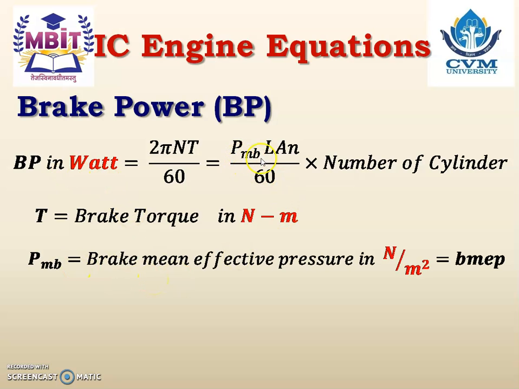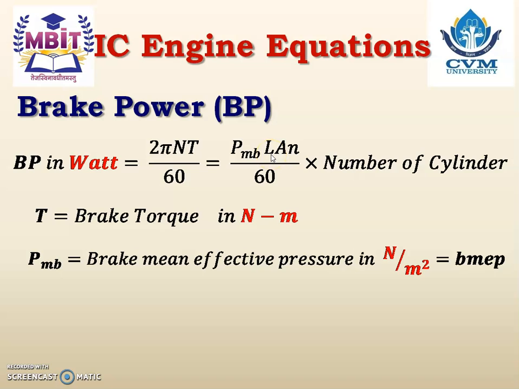Now next one is the PMB. PMB is known as the brake mean effective pressure, and it is in Newton per meter square, that is Pascal. It is also written as BMEP. If we substitute the value of brake mean effective pressure in Pascal, we may get the brake power in watt. If we substitute the brake mean effective pressure in kilopascal, that is kilonewton per meter square, then we may get the brake power in kilowatt.